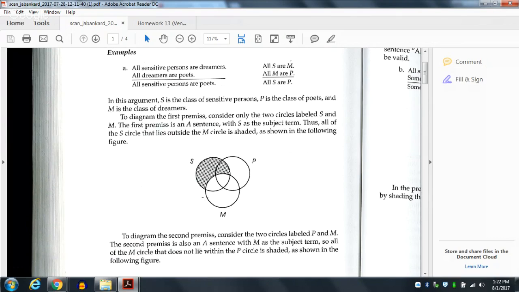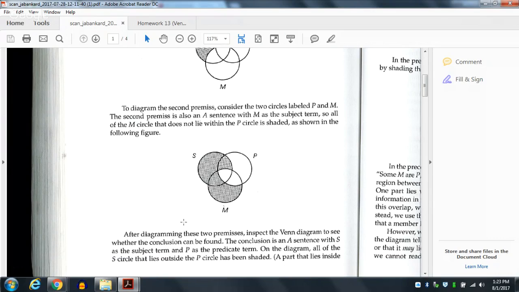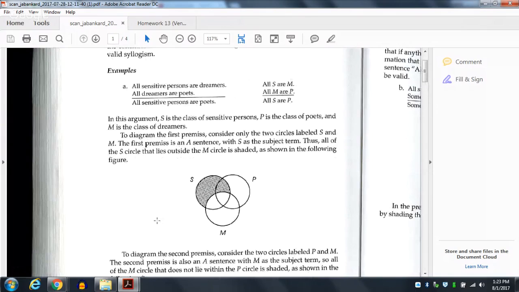So if you scroll down, you keep your diagram here, right? All sensitive persons are dreamers. Then you do all dreamers are poets. So all this needs to be blocked out. Okay, you're scratching this off. You're pushing all dreamers into this category, right? That's also an overlap with poets. All dreamers are poets. Now we have this diagram. Our 2 premises are already diagrammed. And we ask, can I see the conclusion in this diagram, right? And the conclusion is all sensitive persons are poets.